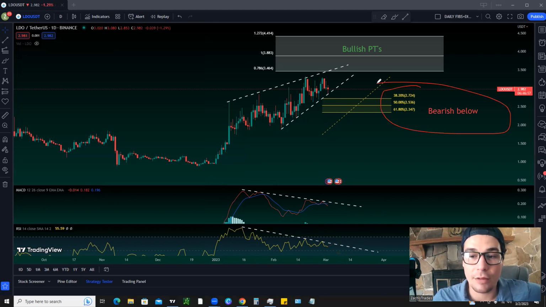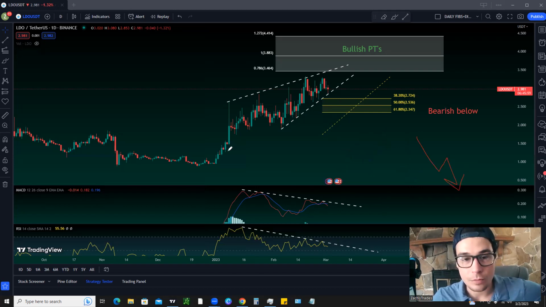Now we have these three levels right here, and the reason it says bearish below here is because these are our three major Fibonacci retracement levels, right? And the reason you use these is because nothing moves in a straight line up or in a straight line down. Rather, you get a move up, retracement, continuation of the trend, or a move down, retracement, continuation of the trend. So over here, that's what we did, right? We moved up, we retraced down, and then we continued that trend and we're pushing up higher.